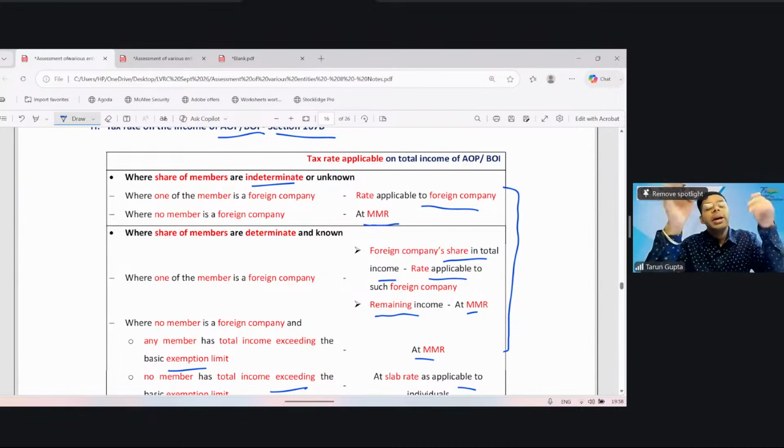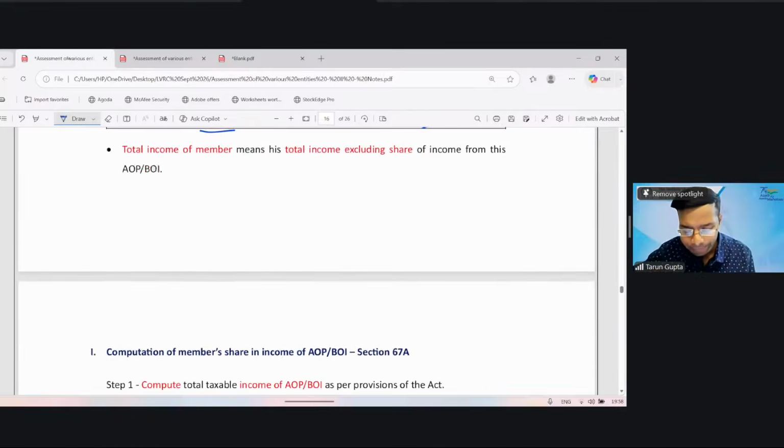Even if shares are determinate, if there is a foreign company, the income up to the share of such foreign company shall be taxable at the rate applicable to foreign company, and the remaining income taxable at MMR. If there is no foreign company, but even a single member has other income more than the basic exemption limit of 4 lakh or 2.5 lakh, as the case may be, then the entire income of AOP shall be taxable at MMR. The entire income of AOP shall be taxable at regular rate only if no member of AOP has other income more than the basic exemption limit. Clear? So the tax rates are quite high in case of AOP.